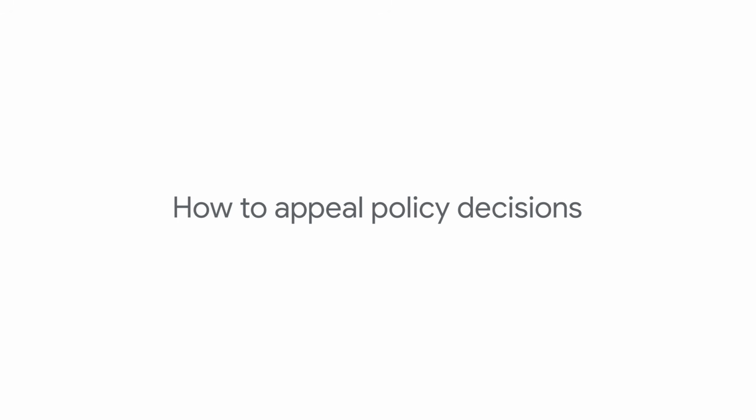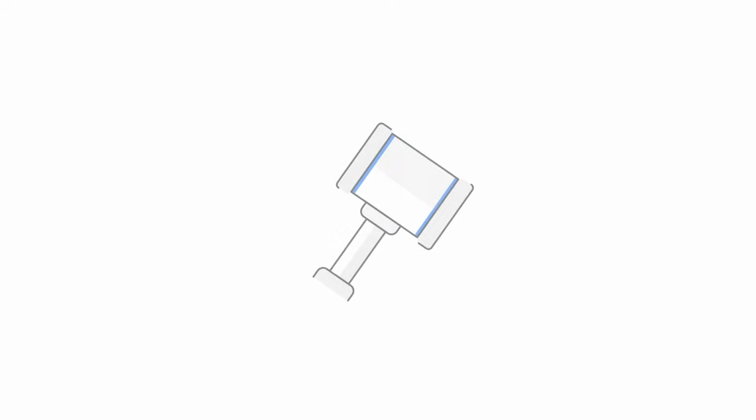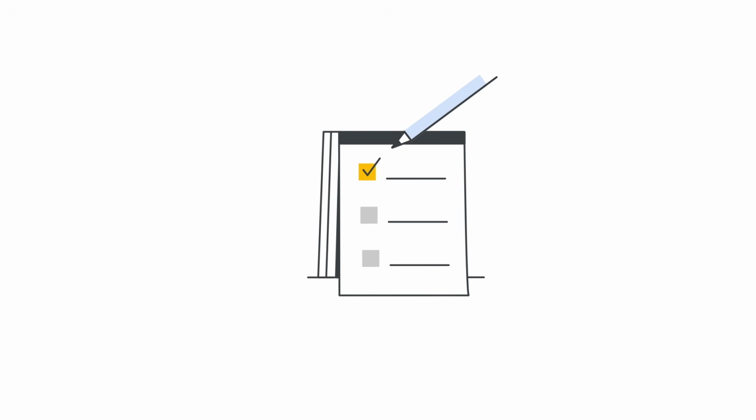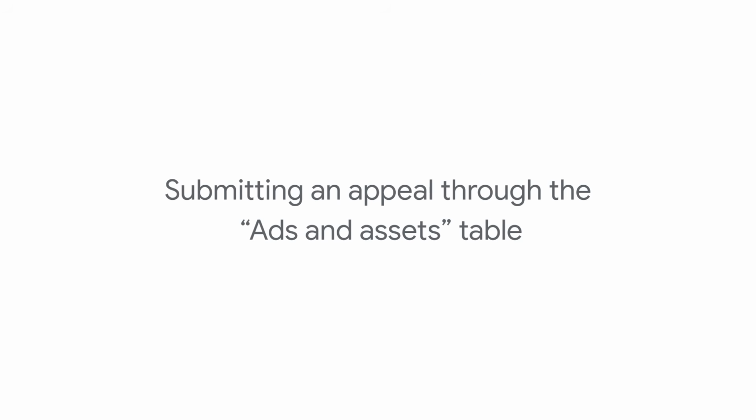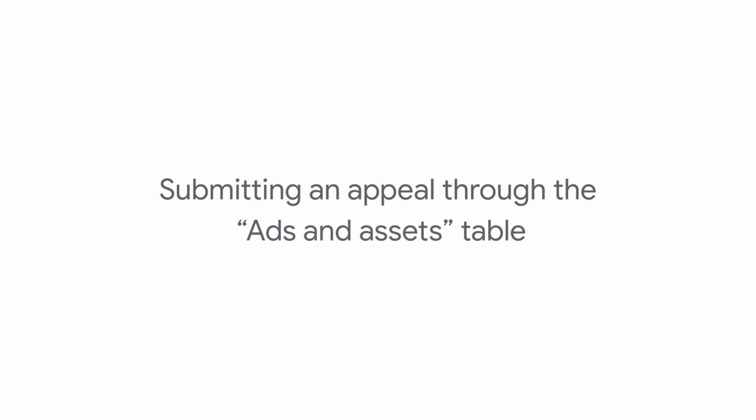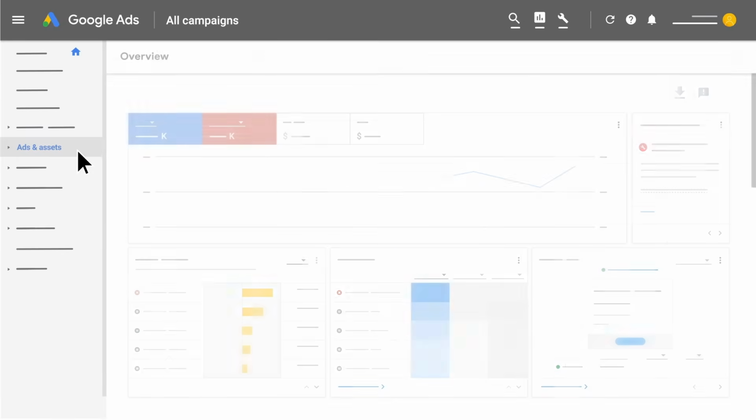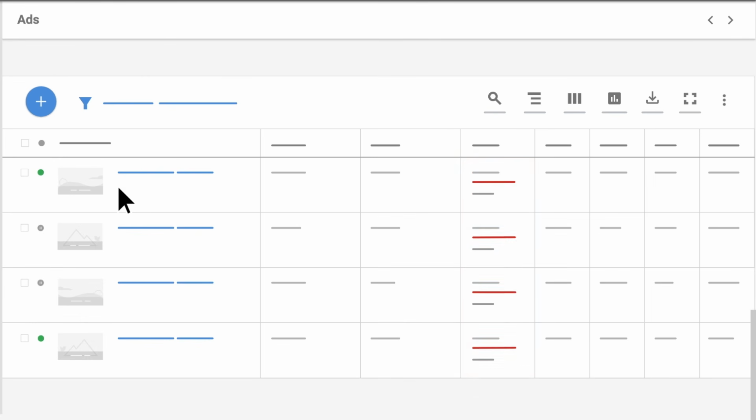If you have a policy violation and believe we've made an error, you can appeal the policy decision. You can resolve most policy violations by submitting an appeal within your Google Ads account. This method works best if you'd like to submit multiple ads or assets within your Ads and Assets table for review. First, sign in to your Google Ads account and navigate to the Ads and Assets table.